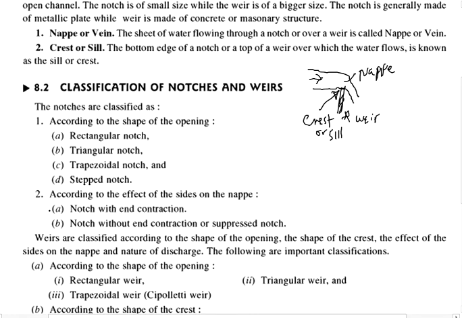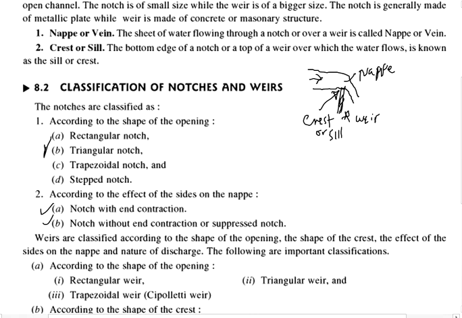Then weirs are classified according to the shape of the opening, the shape of the crest, the effect of the sides on the nappe, and the nature of discharge. The following are important classifications.